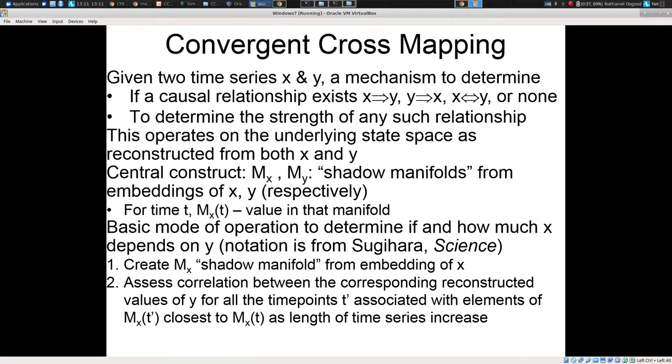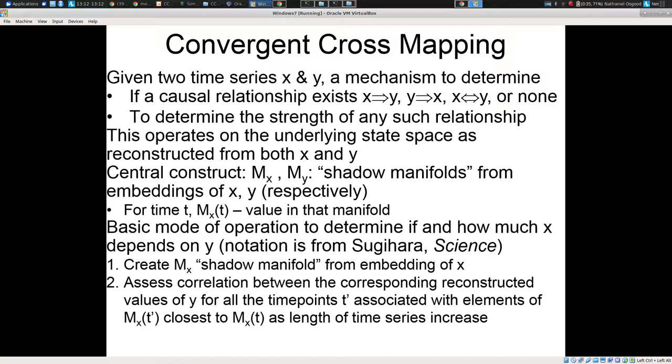Okay? And the point of convergent cross-mapping is to identify and assess the strengths of causal connections between variables. To distinguish, if we have multiple variables, say variable A and variable B, we can tell if variable A is causally driving variable B, if B is causally driving variable A, if both are causally driving each other, or if neither is the case. And we're not talking here about whether they're correlated. That's an entirely different issue.